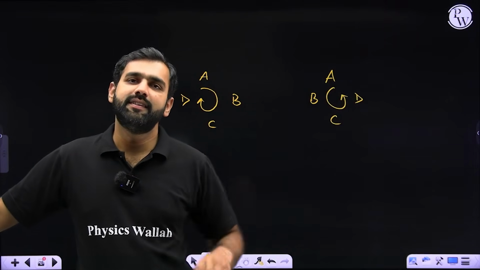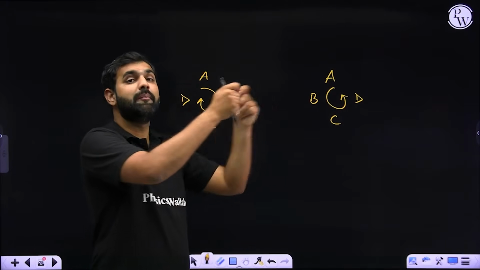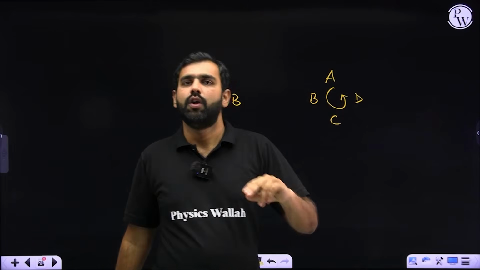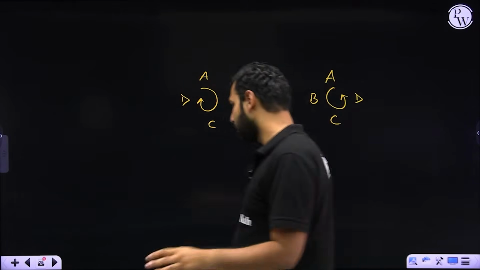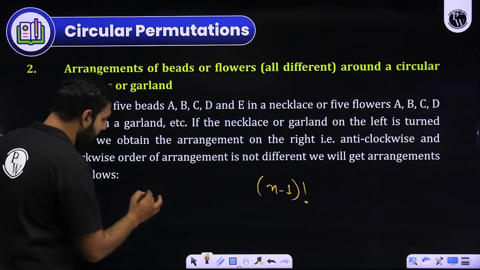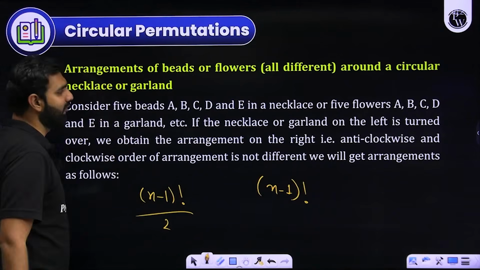Why am I saying that this is still the same garland? Because if I take this garland and flip it, it will become this only. So whenever you deal with questions based on garland or something like that, then also you will say, sir, circular arrangement will be n minus 1 factorial, but the cases will be halved.